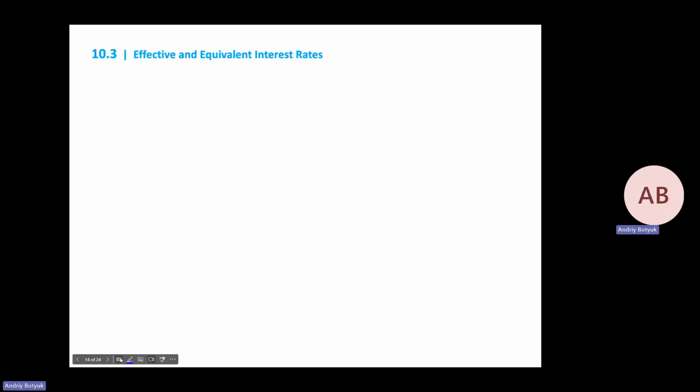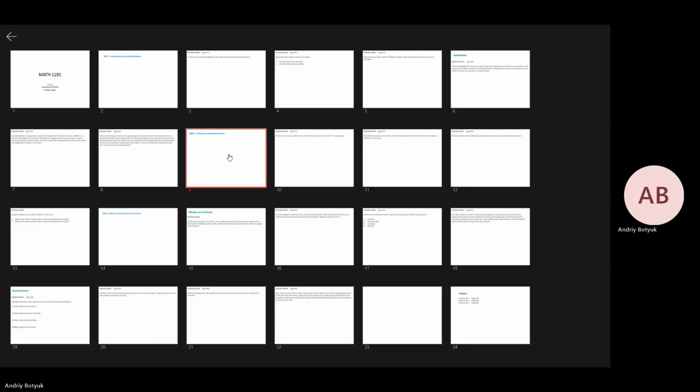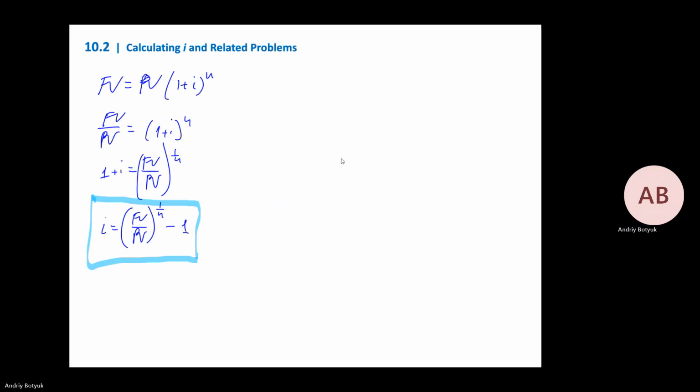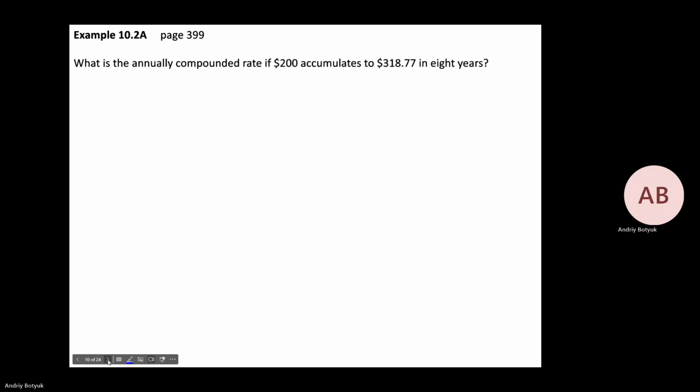No, that's not that. It's here. So, yeah, I will show you the calculator right away, so I don't forget. On this exercise, we do both formula and calculator. So what is the annual compounded rate if 200 accumulates to 318.77 in 8 years?